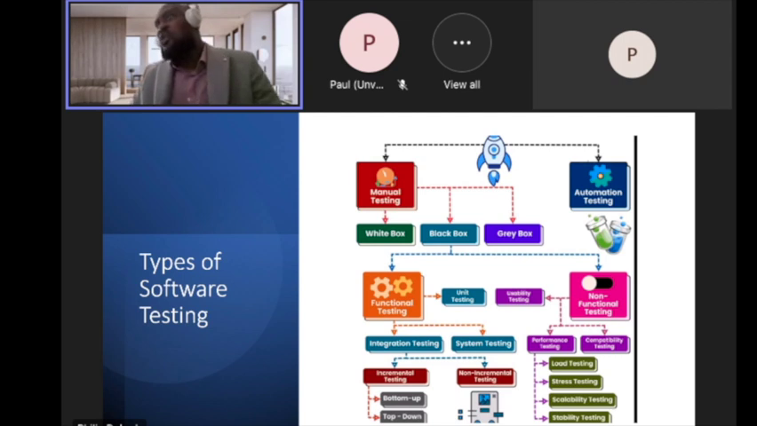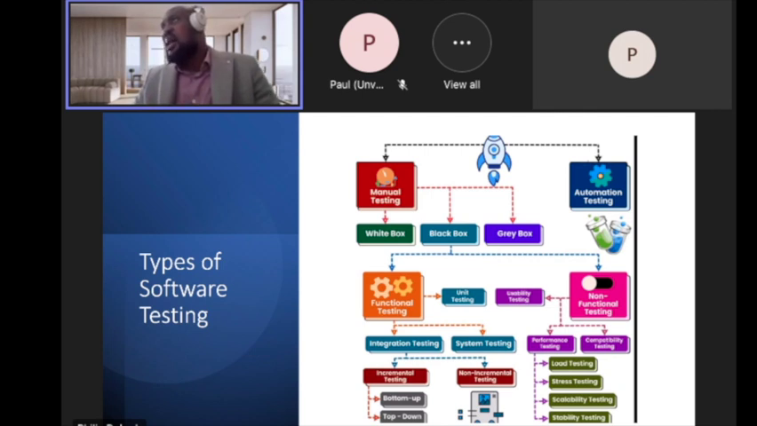When we talk about white box testing, it's where the developer is developing code, and we have black box testing. Black box testing is what testers really put in place. Gray box testing, I think it's not very much.